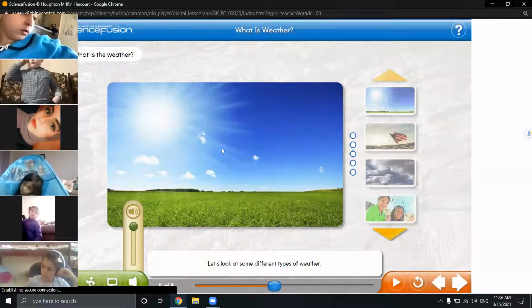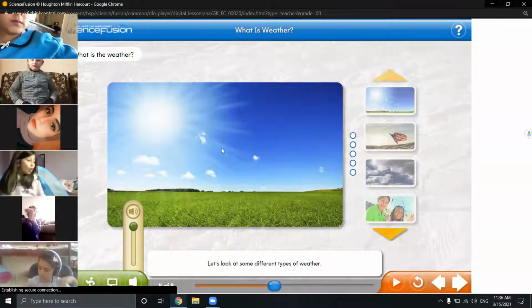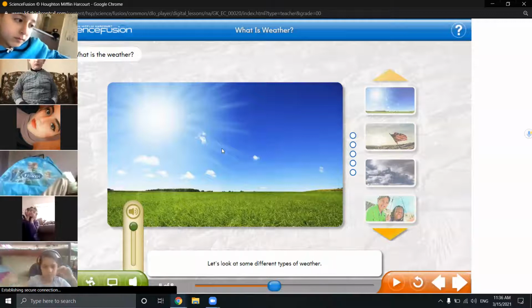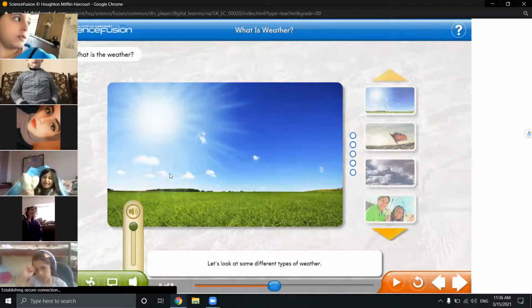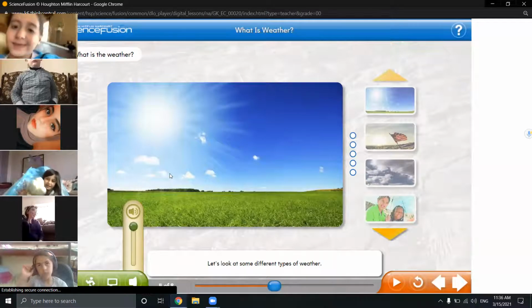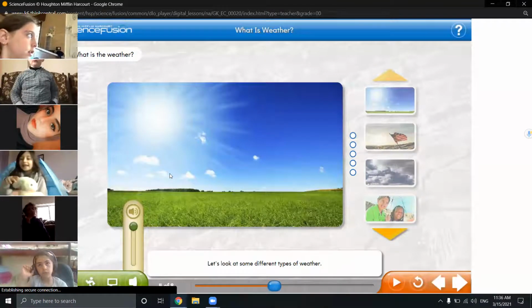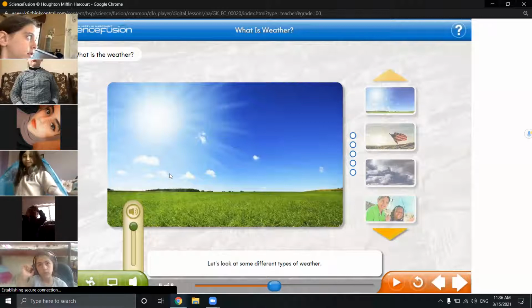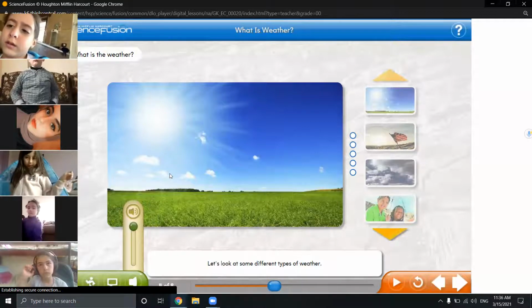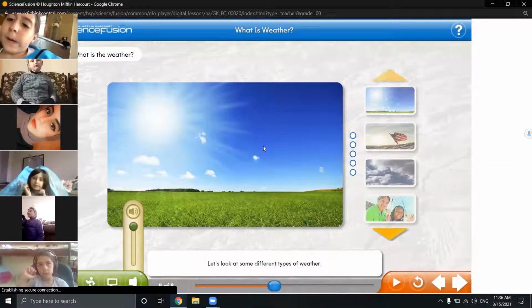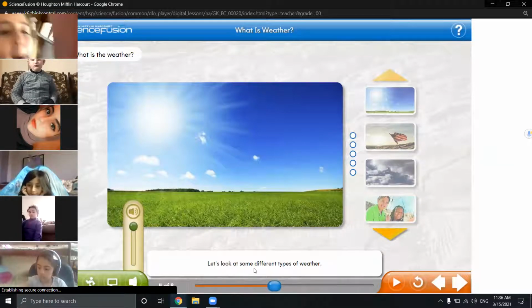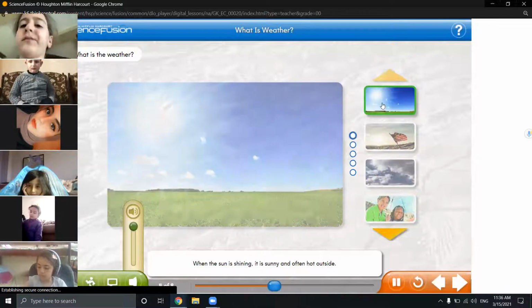Okay, so how can we know about the weather? If it's raining or sunny or windy, what will we do? We have to look outside the window to see if the weather is changing or changed, or if it's raining or if it's clear, okay? So we can watch the weather just by looking outside the window. So let us look at some different types of weather. Let us see the first one.